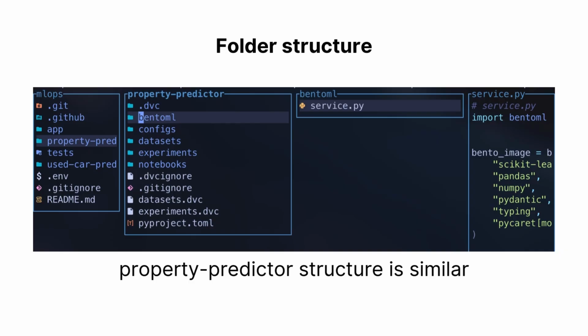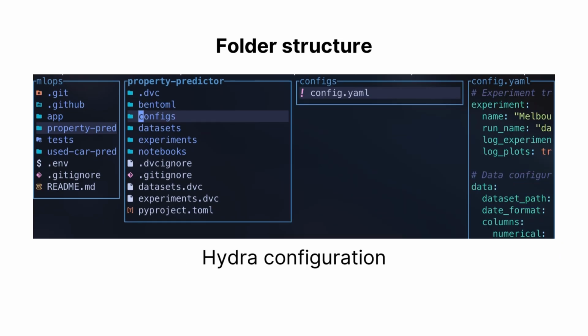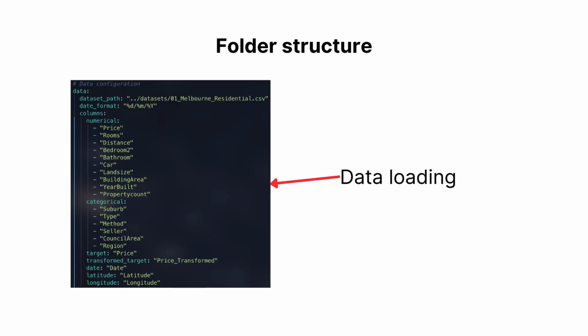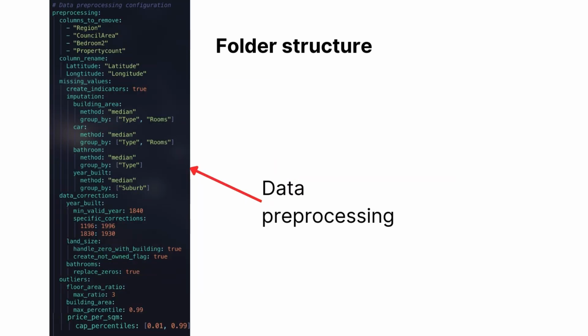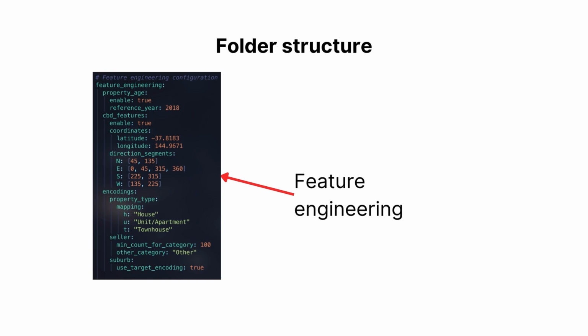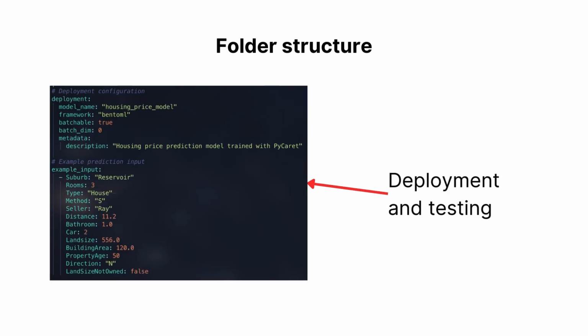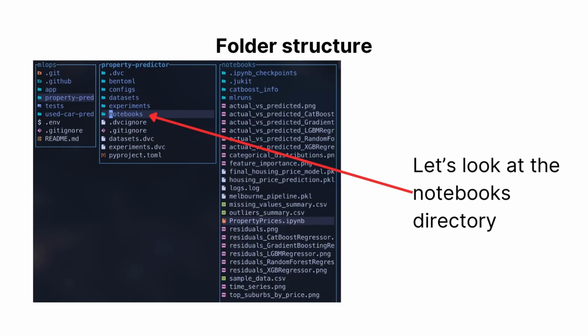Property predictor has a similar folder structure. Let's take a look at my Hydra configuration for property. I have defined MLflow tracking variables, implemented data loading, data preprocessing, feature engineering, Box-Cox transformations to numerical variables, modeling, deployment, and testing. Notice how almost every part of our notebook can be changed here in a much tidier interface.